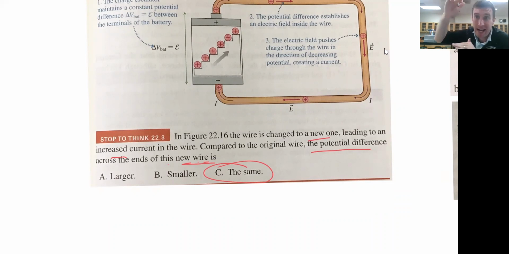If it's a 1.5 volt battery, it's still a 1.5 volt battery, and AA batteries are 1.5 volt batteries, which is why I keep using 1.5 volts. So whatever the battery is, that's what's creating the potential difference. That's what's creating the voltage. So even if I change the wire, I might increase the current. I could change the resistance, but the voltage stays the same.